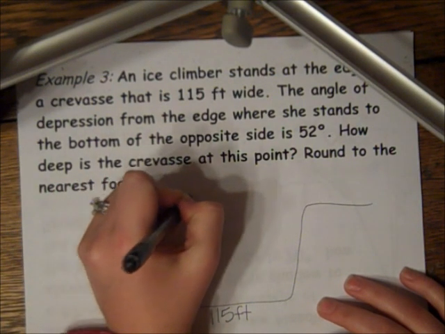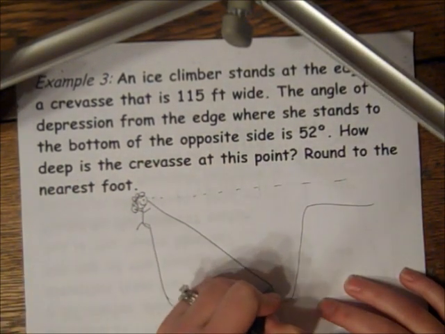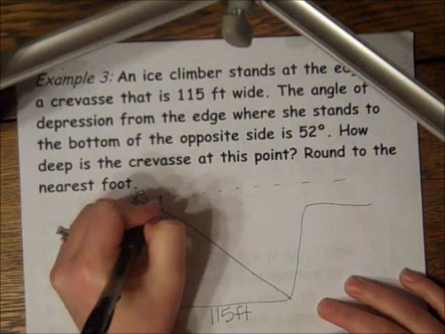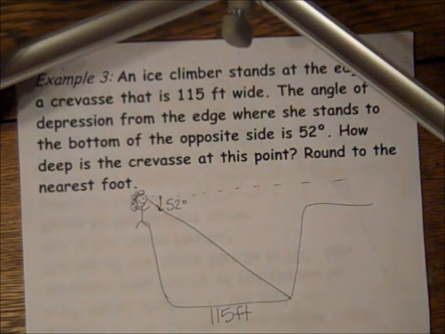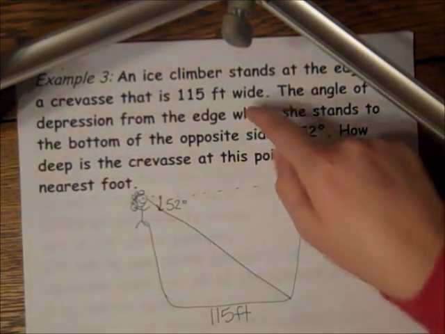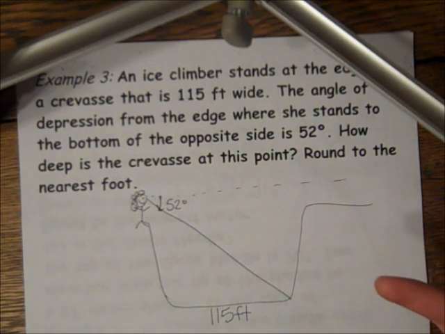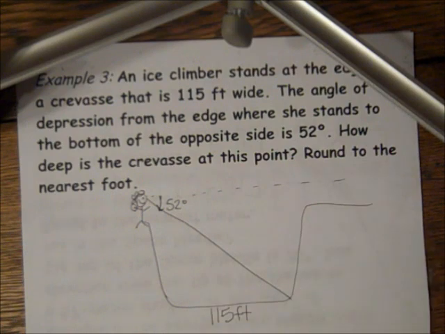So she would be looking straight out over, but instead she's looking down to the bottom corner, and the angle of depression is 52 degrees right here. Okay, so this is the new stuff, being able to read this paragraph and make your own picture. So make sure that this makes sense to you, 115, and that this is the 52. Okay, so now we know two things.